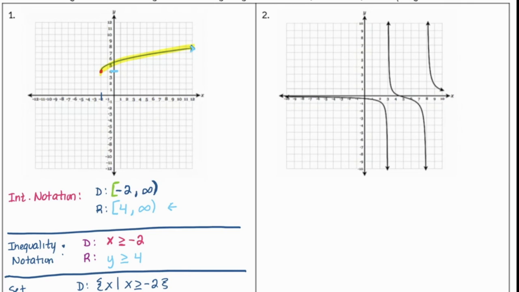So let's look at a different graph, a different function. So we're going to start off with interval notation.